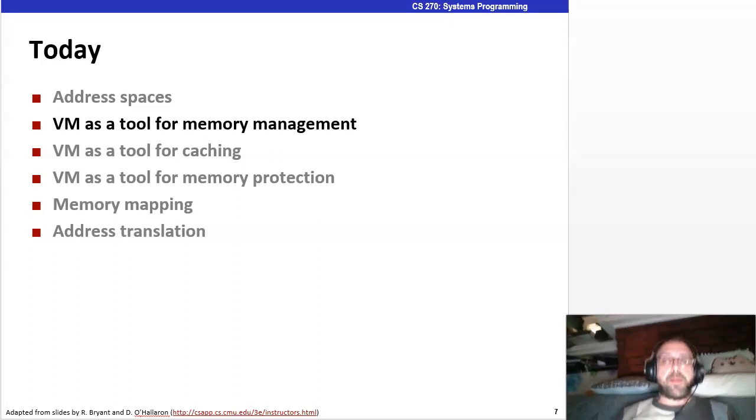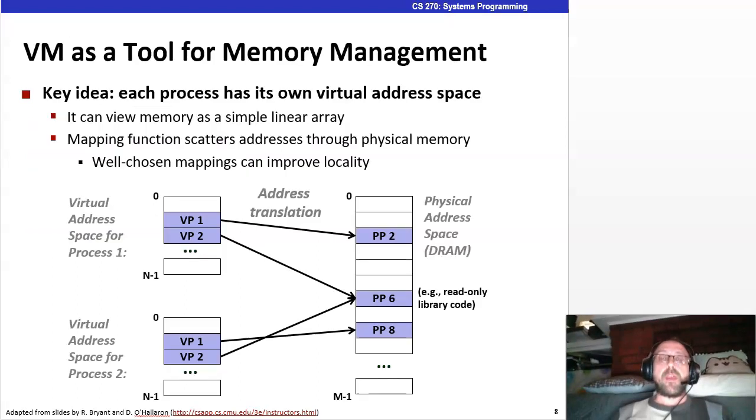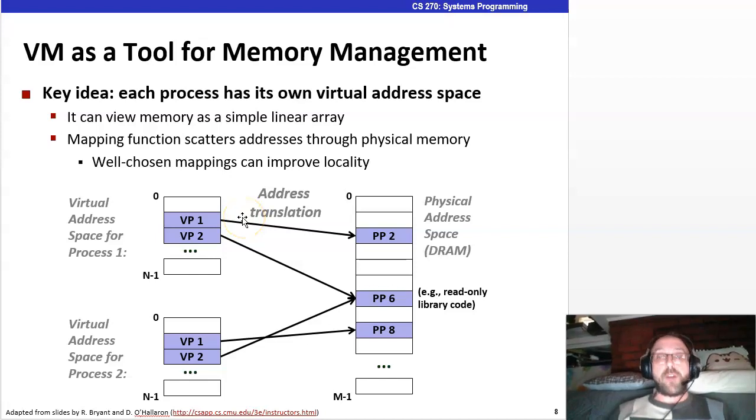Now let's see a little bit about how virtual memory helps as a tool for memory management, how it helps as a tool for caching, and how it helps as a tool for memory protection. So the idea behind using virtual memory for memory management is that each process has its own virtual address space.